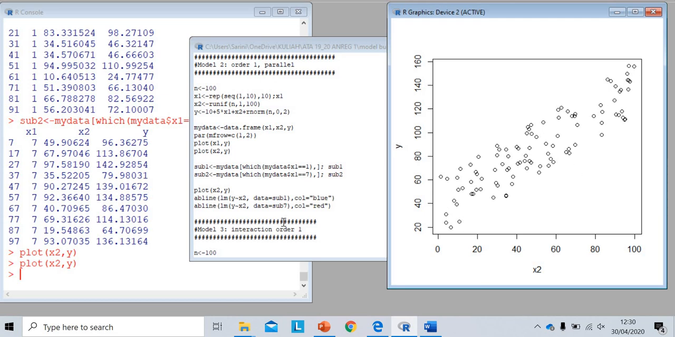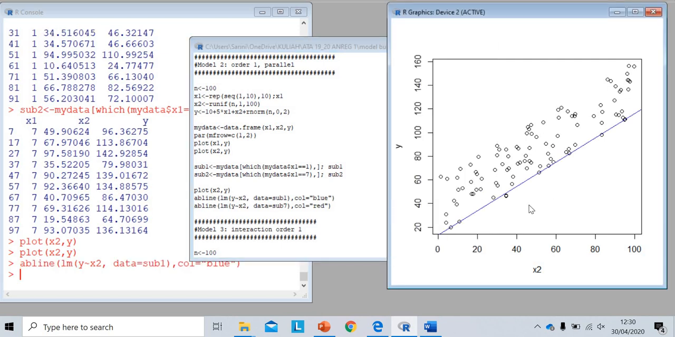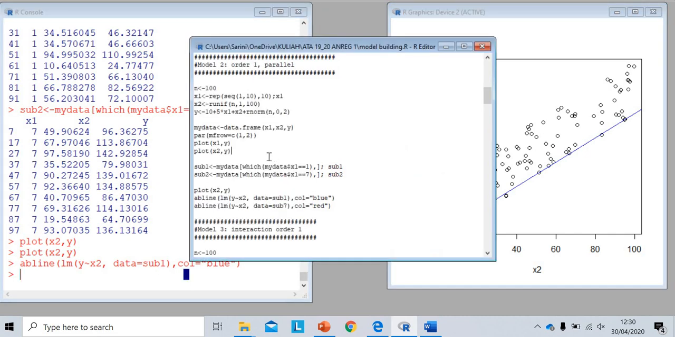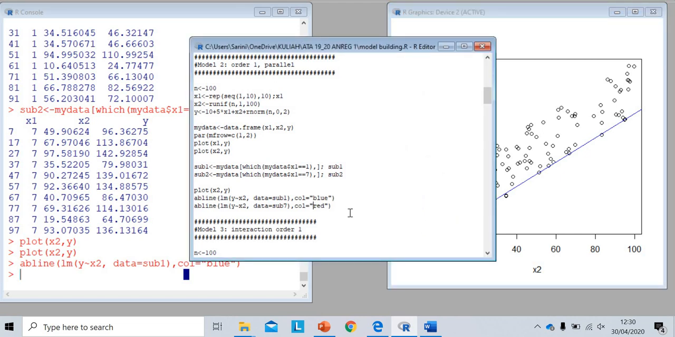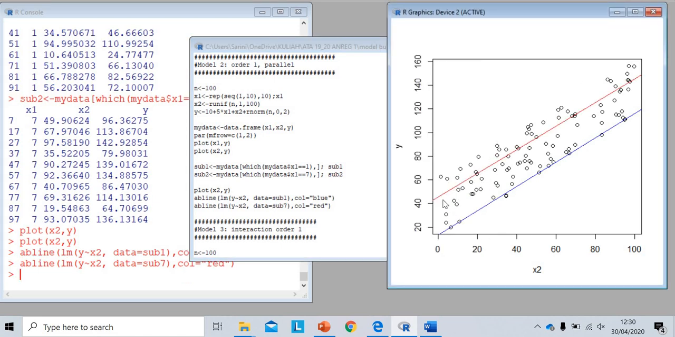Okay, this is for the whole data, but then if I just look at x1 equals 1, because here I'm getting subset 1, where x1 equals 1. So this is the relationship between x2 and y for x1 equals 1. And for x1 equals 7, this is the relationship between x2 and y for x1 equals 7. So you can see here, for different values of x1, the contribution of x2 to y is just the same.